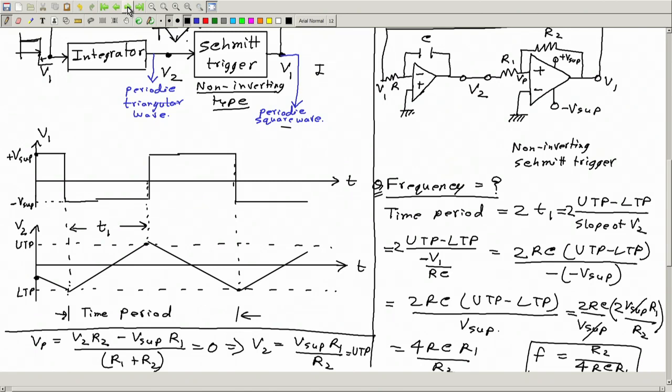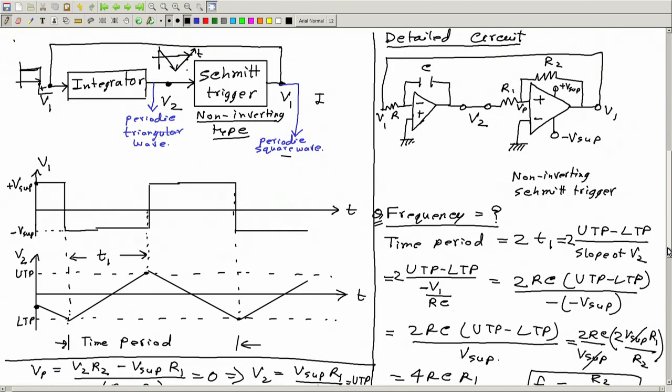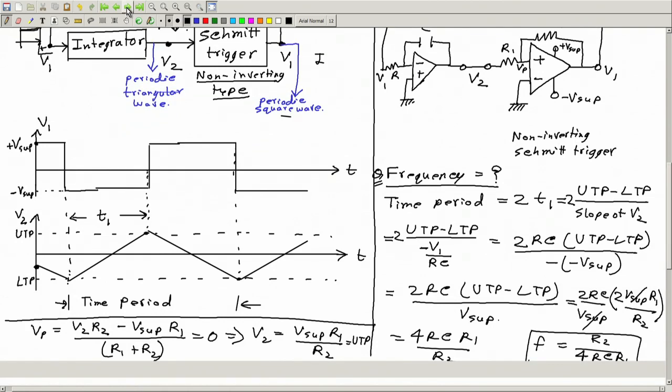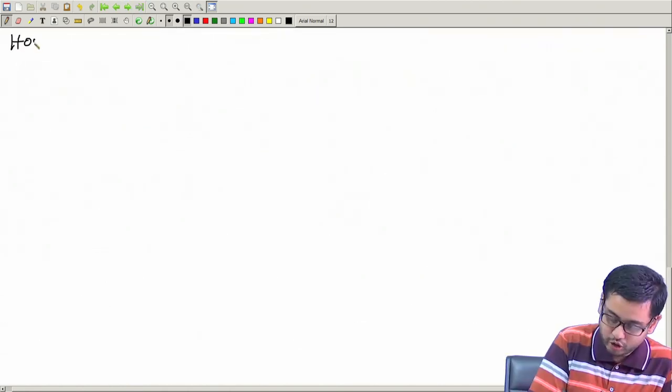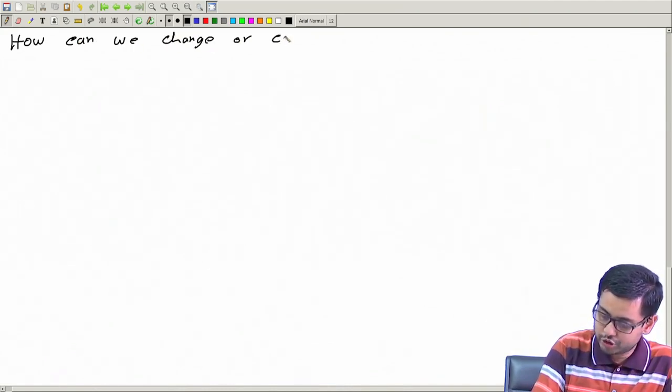Now let's ask some more interesting questions. Like this: how can we change or control the frequency? How can we change or control the frequency?